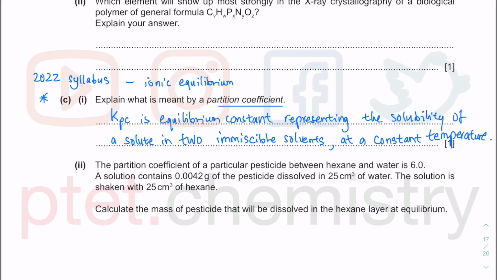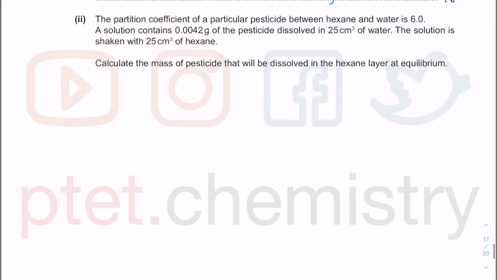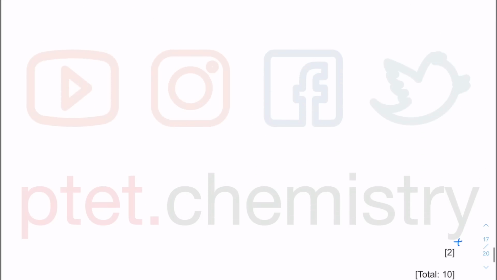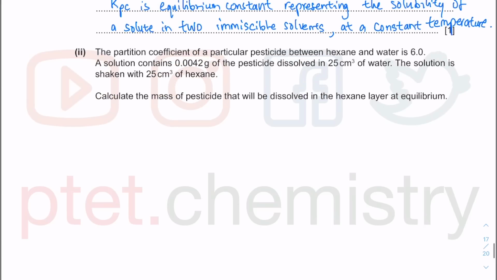Okay. Now the next bit is really all about calculation. Let me see how many marks there are. There are 2 marks, so let's think about this. We have a partition coefficient of this pesticide.